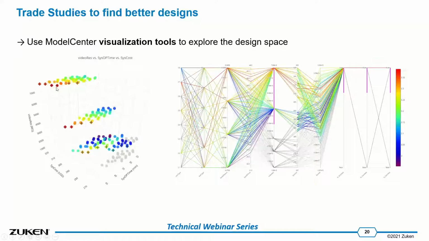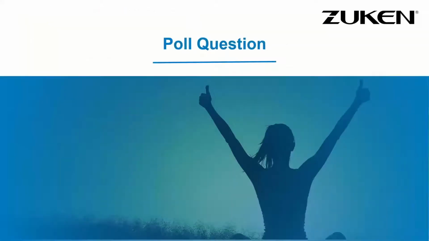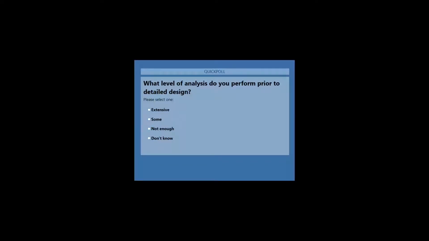So you have access to a set of optimal designs, and we're going to see together how the definition of the business value can help the engineer to take better design decisions and to find an optimal design based on the market needs. So I will turn it over to Bob for the second polling question before jumping into the live demo. Thanks, Alex. I will launch our second polling question now.